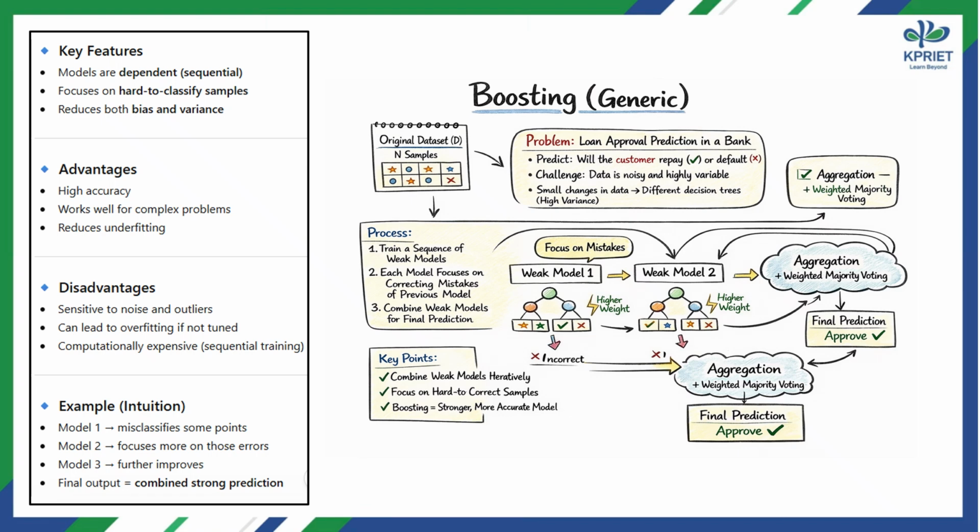So this is the same example of loan approval prediction. Now we can see that we train a sequence of weak models, and each model focuses on correcting the mistakes of the previous model, combining weak models for the final prediction. Weak model 1 focuses on mistakes, and a higher weight is given to model 2, which eliminates the mistakes and fine tunes, and aggregation is performed and the final prediction is done.